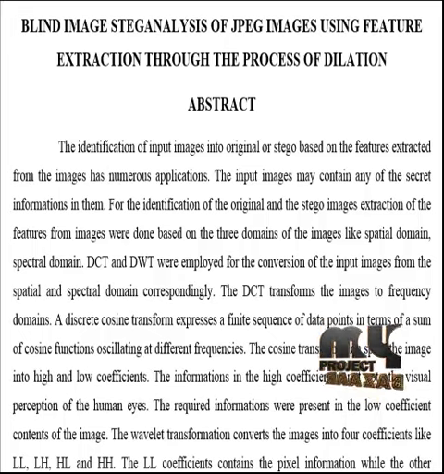The wavelet transformation converts the images into four coefficients: low low, low high, high low and high high. The low low coefficients contain the pixel information, while the other coefficients contain the spectral information. Statistical parameters like mean, standard deviation, energy, entropy, correlation coefficients and histogram were calculated from the signals, and the extracted values were used as features.